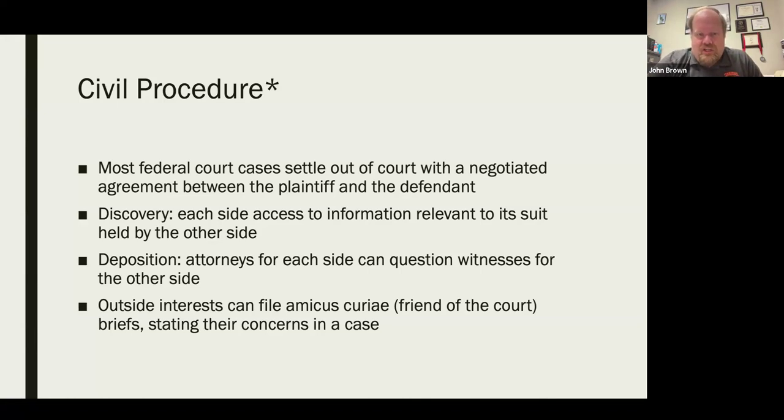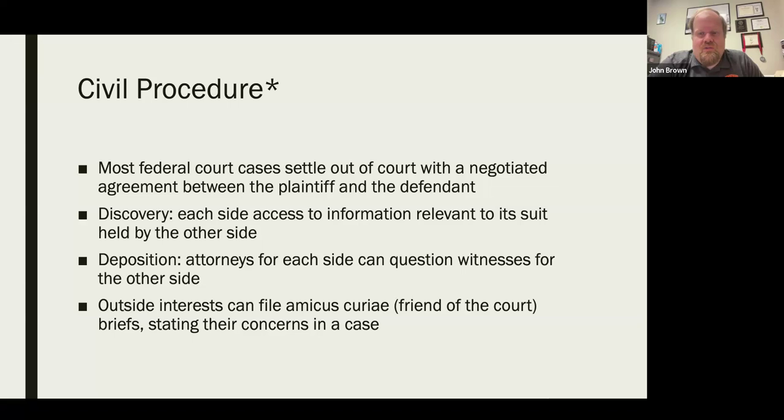Next comes deposition. This is where attorneys for each side question witnesses for the other side. So sometimes in courts on TV, you may see a lawyer ask a witness a question and then act surprised by the answer. They're totally acting. They knew the answer beforehand because they asked the question already during deposition. And they wouldn't be asking the question if they didn't think it made their side look good. So deposition, each side questions the other side's witnesses before it ever gets to court.